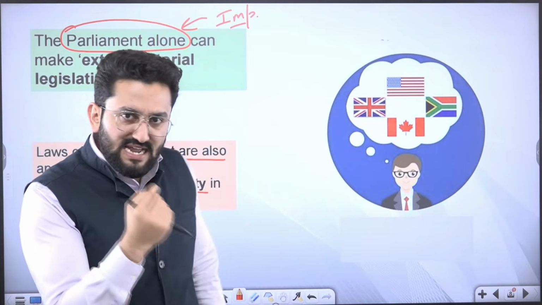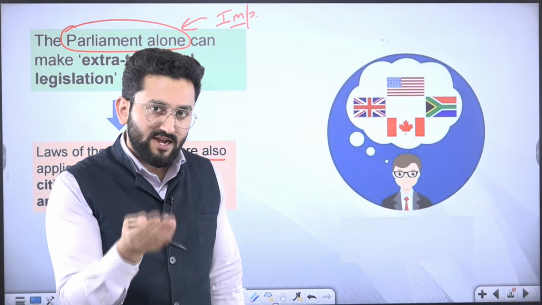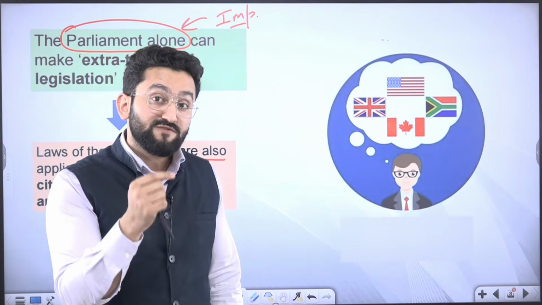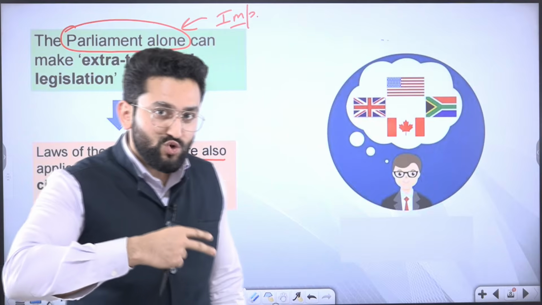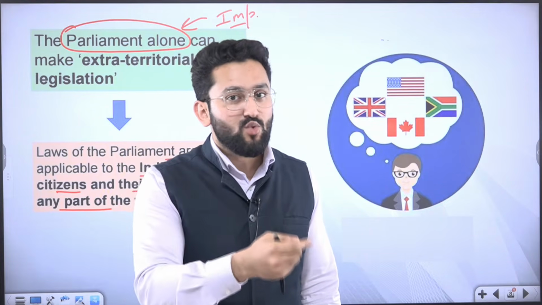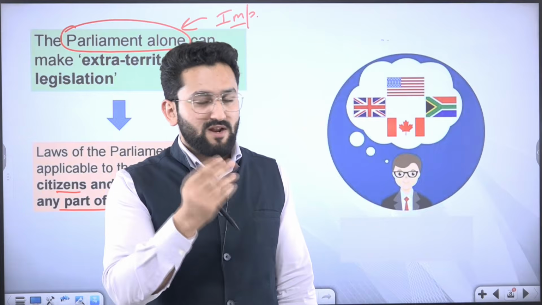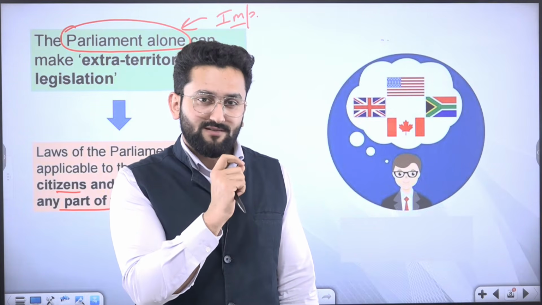When I'm using the word territory on which Parliament is having power, what does it mean? It means the definition of territory which we discussed in part 1. It means all states, UTs, as well as all the territories which are acquired, okay, acquired by India. I find a beautiful scope of question here.